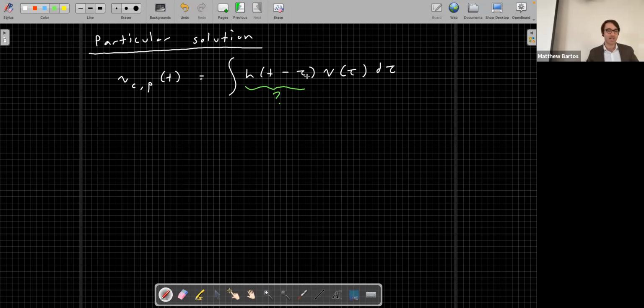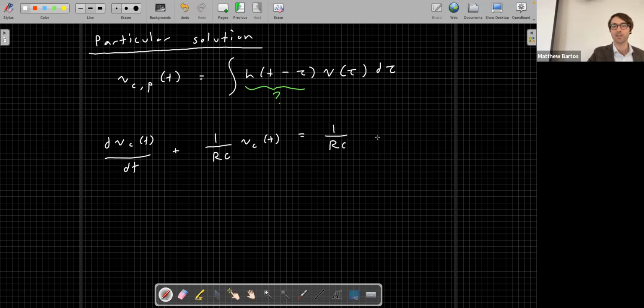But for now, I will give you the following argument to think about how we can get the impulse response for this system. So this isn't going to be a formal method. This is more of a conceptual argument for how we can obtain the impulse response in this case. Okay, so let's say we have our system dVc(t)/dt plus 1 over RC Vc(t) is equal to 1 over RC. And the input to the system, if we're looking for the impulse response, will be what? The Dirac delta, right?